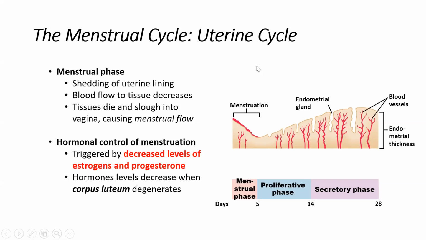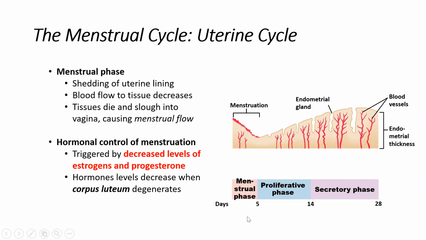This is triggered by a decrease in estrogen and progesterone levels, again, because we have the degradation of that corpus luteum. Because there's no fertilization, we trigger this series of events that begins the sloughing off of the uterine lining, because there's no embryo that has implanted. So the corpus luteum begins to degenerate, and that is what triggers the menstrual phase here. That's day 1 to 5 typically.